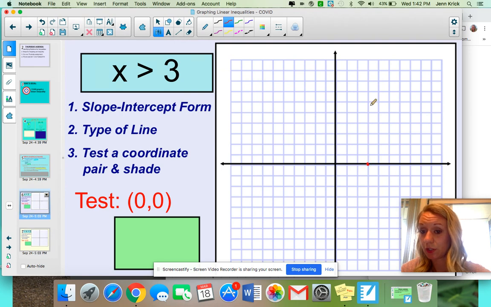And it's literally just going to be a vertical line going through, but you need to look back at your inequality to see which line you're going to use. Because it's just greater than, I know that it's going to be a dashed line. So here's what it looks like.